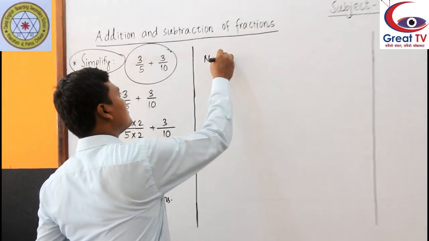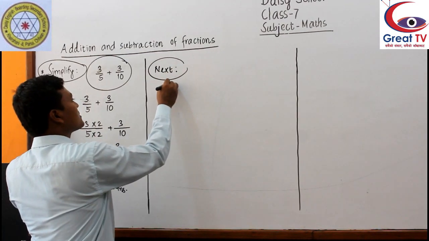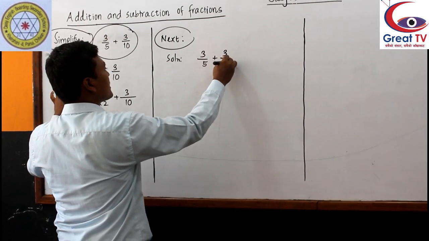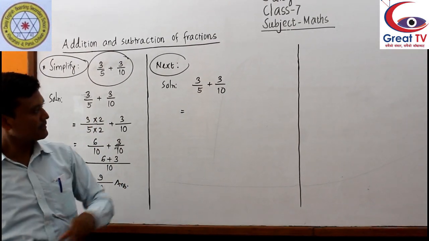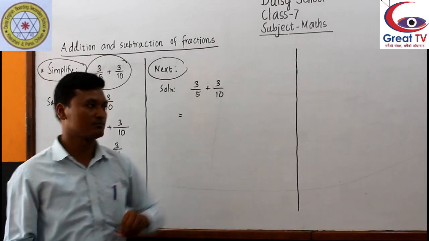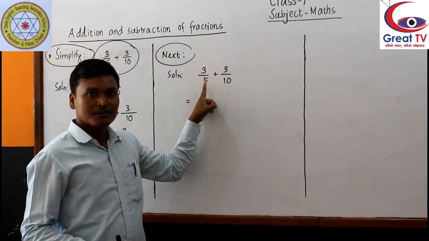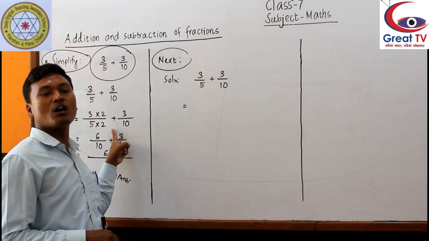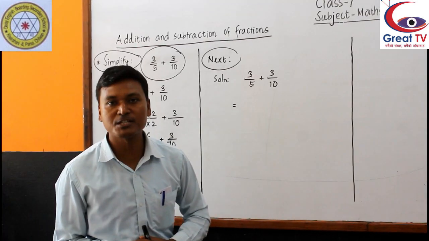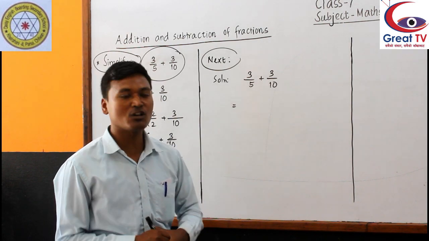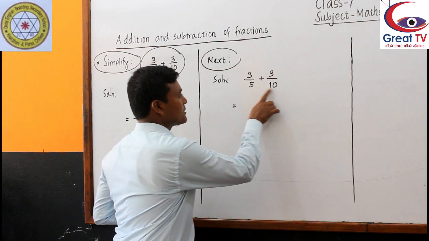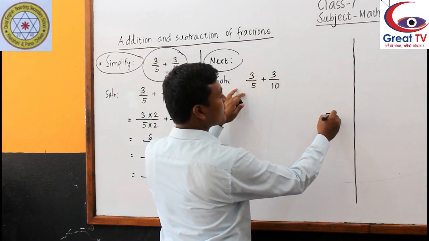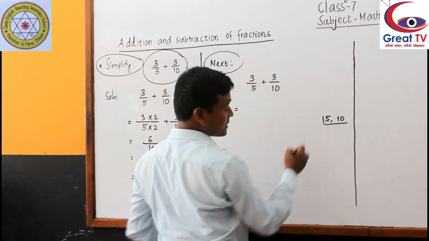Next method. Let us solve the same problem. Solution: 3 upon 5 plus 3 upon 10. Are the denominators same? No. If the denominators are different, the first idea we solved by making same denominators. So the second idea, let us solve it by the next idea. As the denominators are different, let us find the LCM of denominators again. We have already calculated the LCM of denominators.